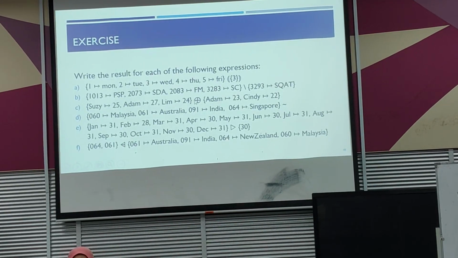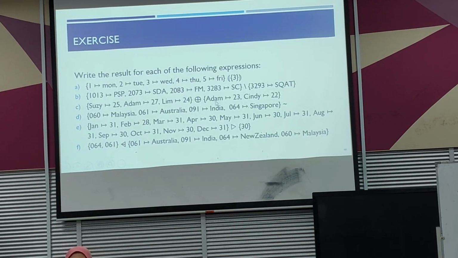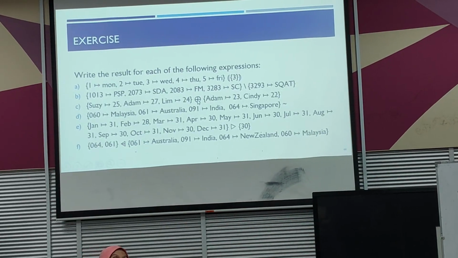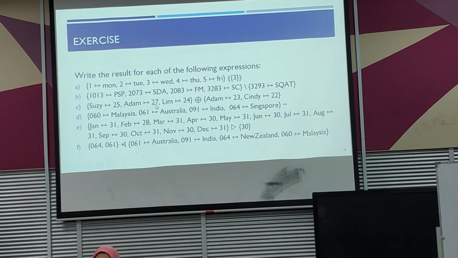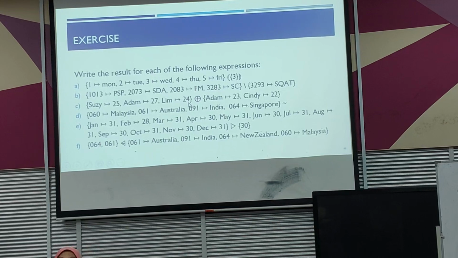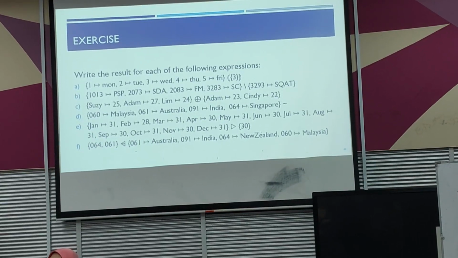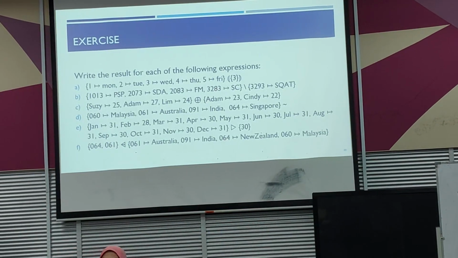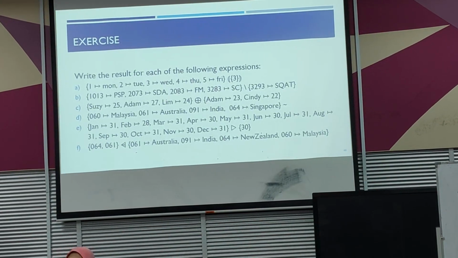This one is override. So Adam 23, Cindy 22. I have Susie 25. Adam becomes 23. Lim 24. Then I will add Cindy 22 as another answer because she does not exist in my data. So Adam will be 23. Lim 24 remains. But I will add Cindy 22 as the fourth data or record inside my database. Can you write this on your own? No need for me to write on the screen.